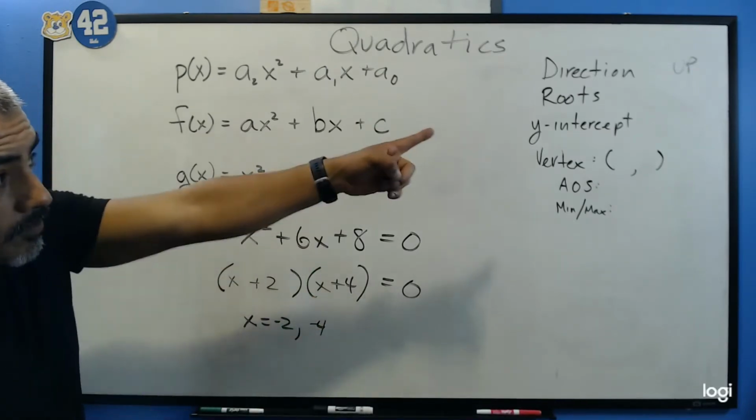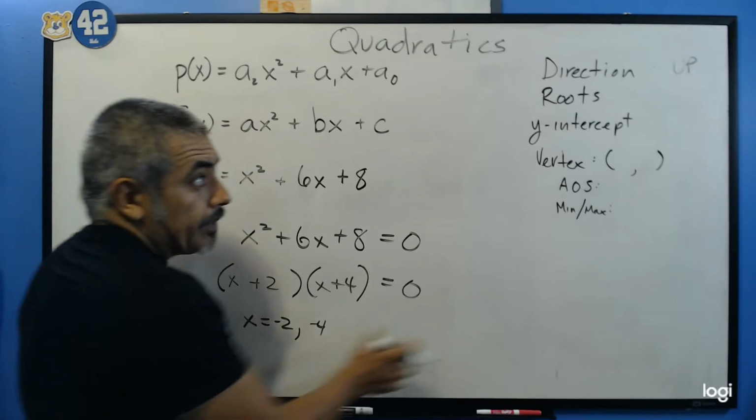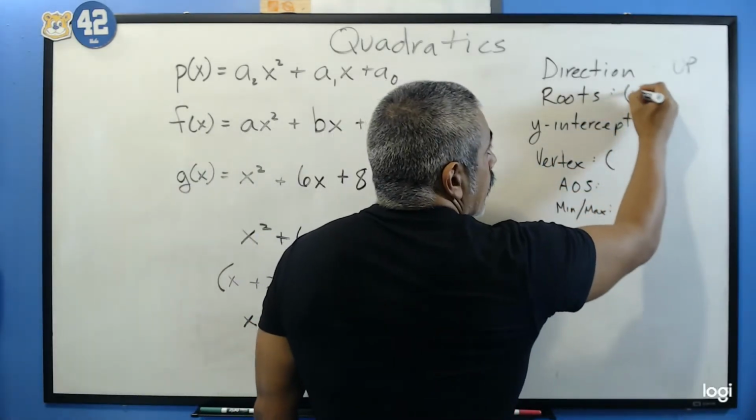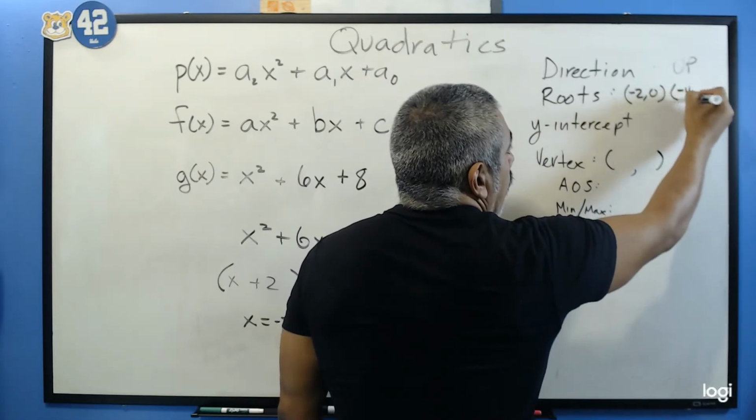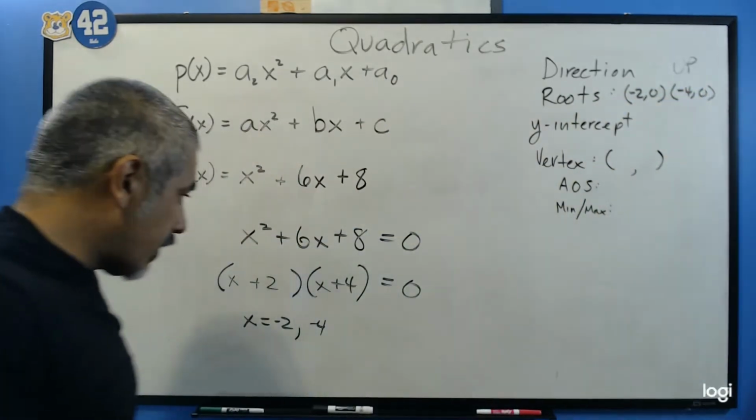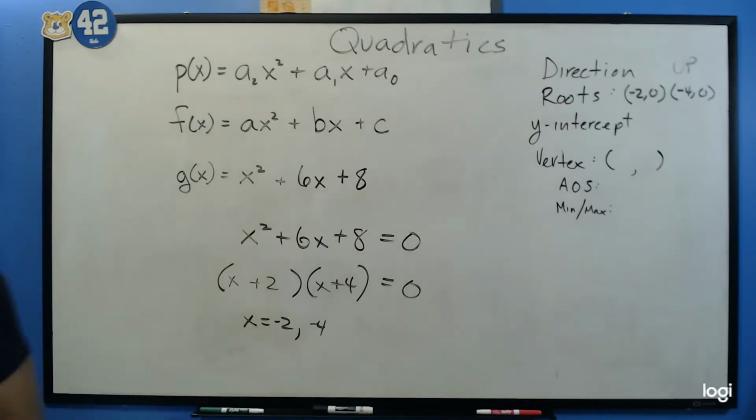So to write them as points, I'm going to simply write them up here as my roots are negative 2, comma, 0, and negative 4, comma, 0. So those are my roots of my equation.